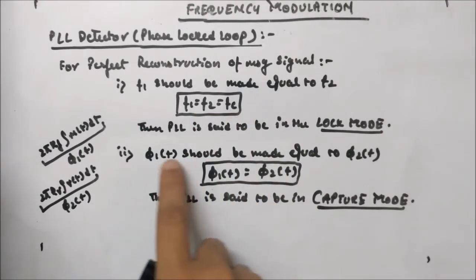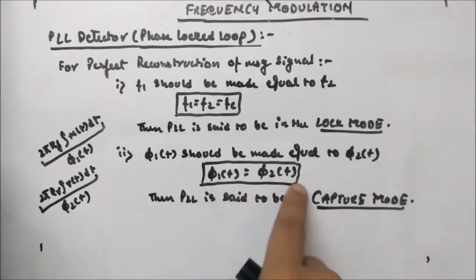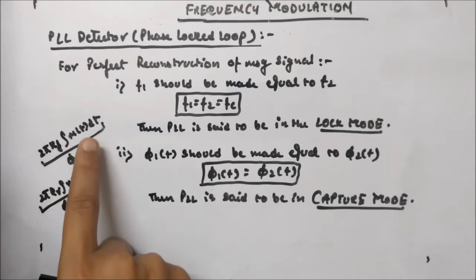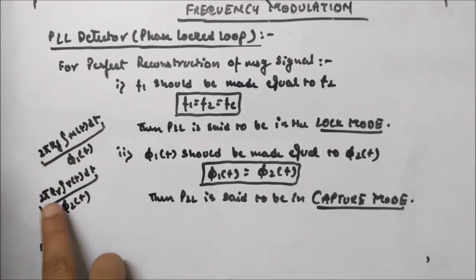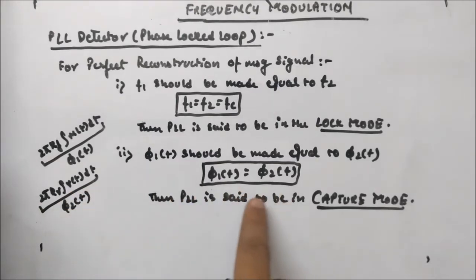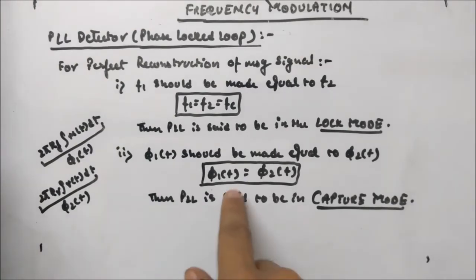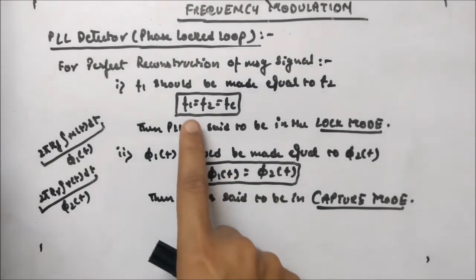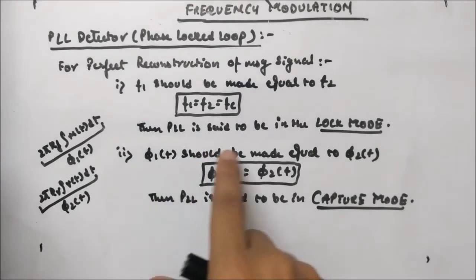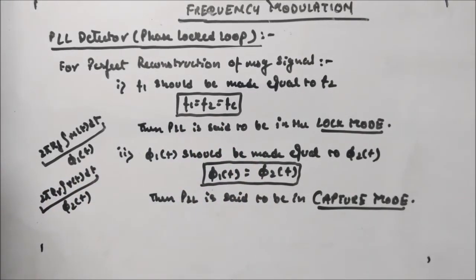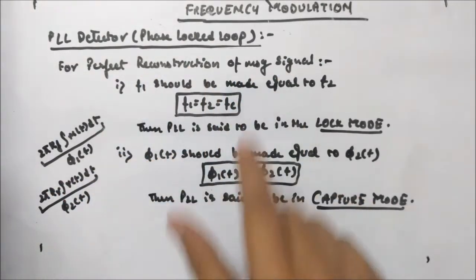And the second condition is that φ_1(t) should be equal to φ_2(t), where φ_1 is 2πk_f ∫m(t)dt in the equation, and φ_2 is 2πk_v ∫v(t)dt. So φ_1 should be equal to φ_2, and in that case the PLL is said to be in capture mode. So these are the two technical terms used in PLL. It means the phase should be the same for the FM and VCO output, and the frequency should be the same for your FM and VCO output. These are the conditions for reconstruction of the message signal.